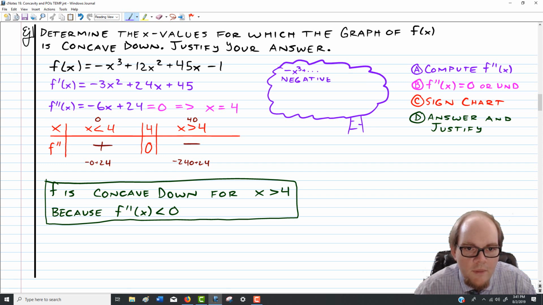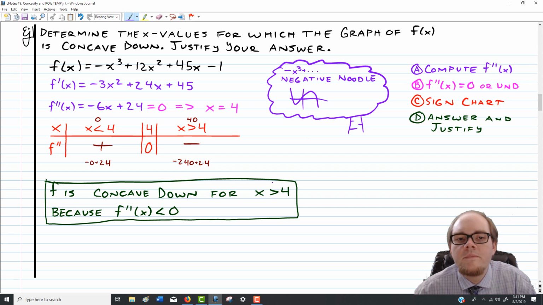And again, I made the joke before about sad spaghetti. But at the same time, if this is a negative noodle, we know that negative noodles behave like this. And the reason this is so helpful is that we can very quickly see that our function is concave down to the right of the critical, or of the point of inflection.